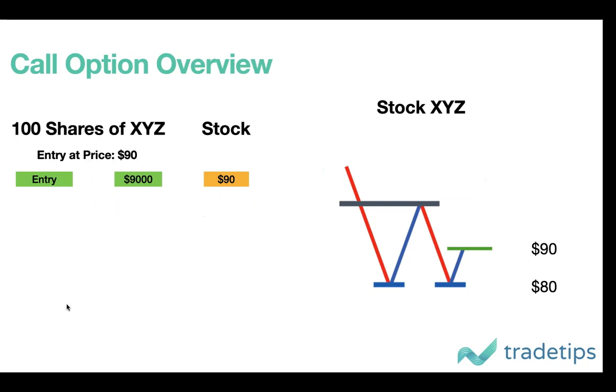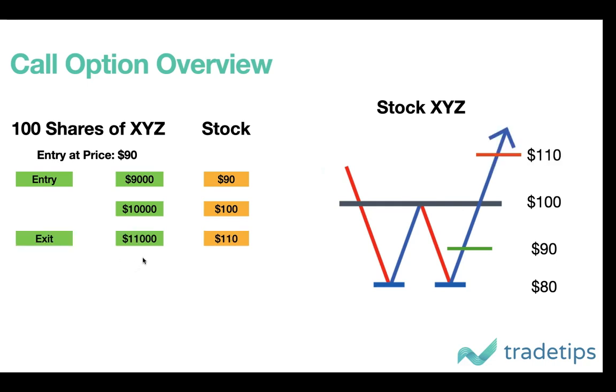If we wanted to go ahead and compare how that would look, let's imagine if we actually just bought 100 shares of XYZ outright at the price of $90. So in order to get inside this trade, you would have to have $9,000 in your trading account. And if the stock goes up to $100, then okay, it looks like you go to 10 grand. And when you leave, the ending price would be $11,000. And so again, we take the exit price minus our entry, and it leaves us with a profit of $2,000.